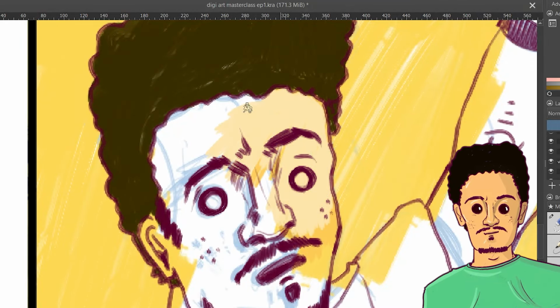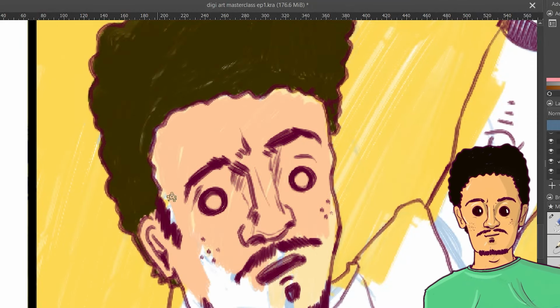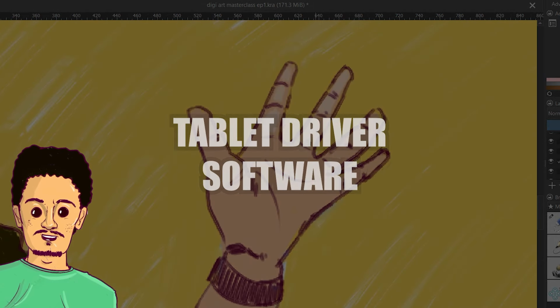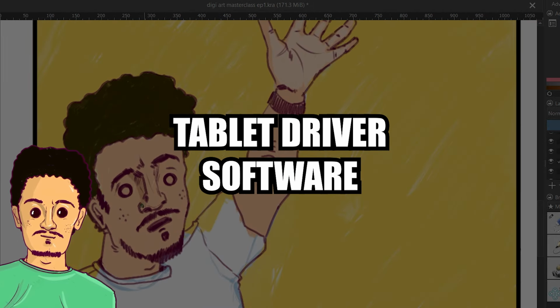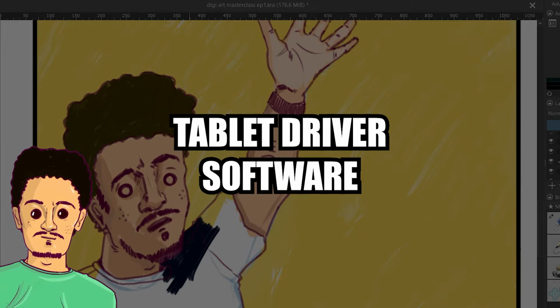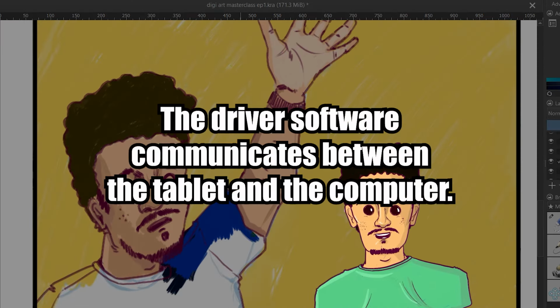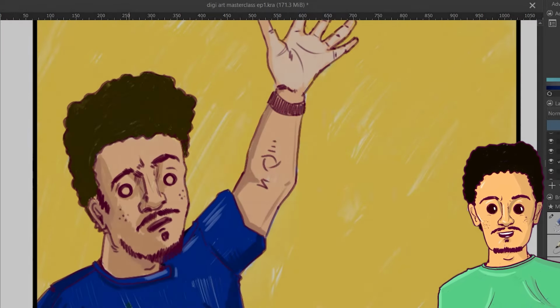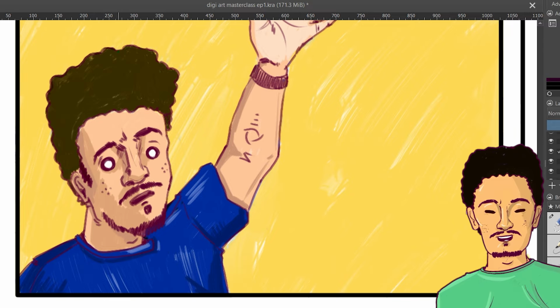Okay, now that you have a pen tablet, there are two main pieces of software that you will be needing. The first is the tablet specific driver software that you can download from the brand website and is instrumental in making your tablet work. The driver software is basically going to act as a link between your drawing tablet and your computer, sending the appropriate data to the drawing software.